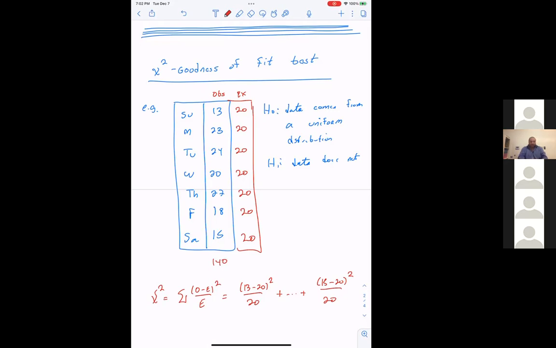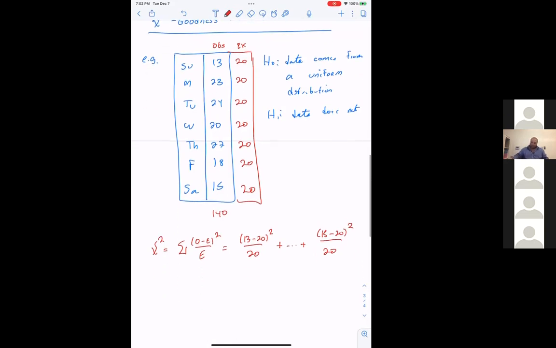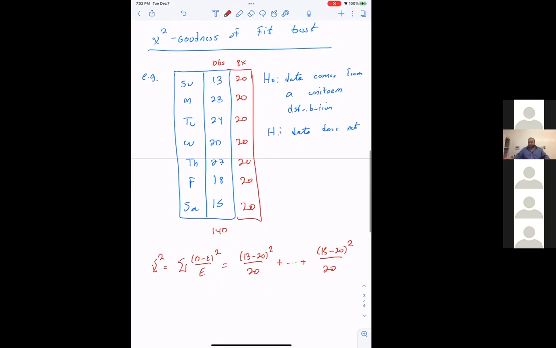And then which test do you think we're gonna use in this one? Wait, how do we create a list? Stat, edit. Are we gonna use the chi-squared GOF test? That's the one, the chi-squared goodness of fit test.